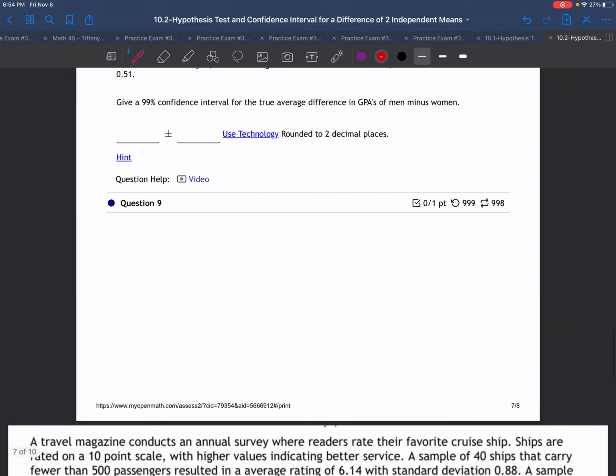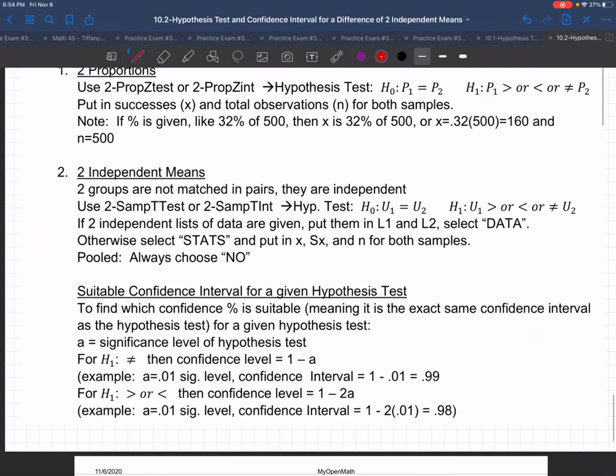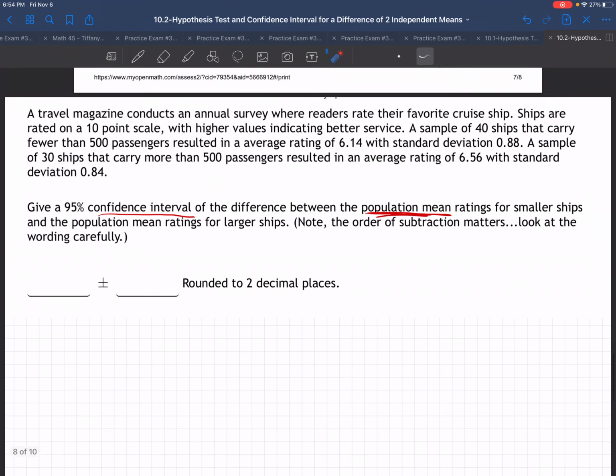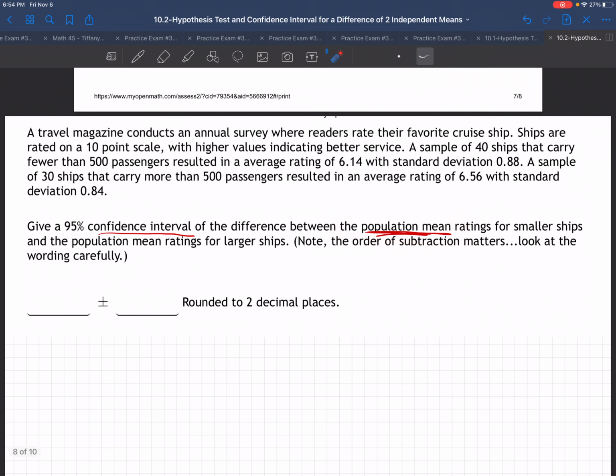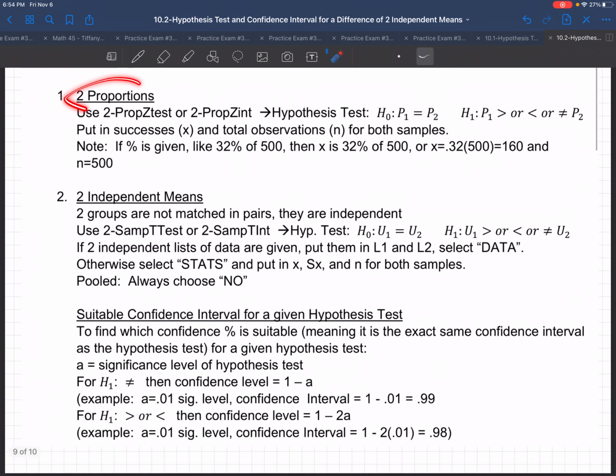Let's look at our notes. So going to the exam 4 notes. So we are talking about two independent means. Not proportions, right? It said means. Population means, mean ratings. So not proportions, no, means. Two groups are not matched in pairs, right? There's no matching of pairs here.